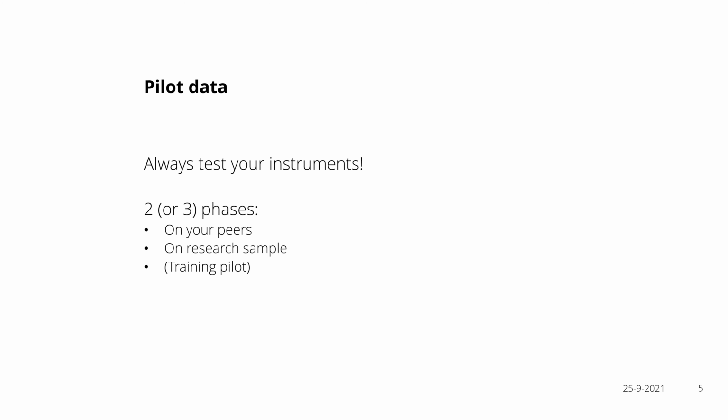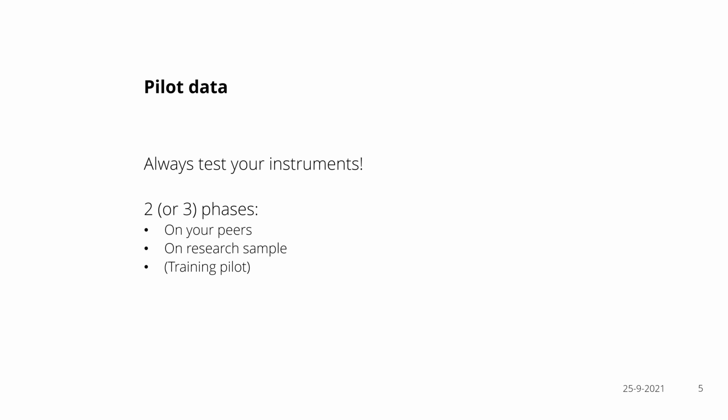Piloting usually consists of at least 2 phases. First, you test the instruments among your peers, your fellow PhD students. And then you test the instruments in a sample that is very similar to your target sample. Optionally, you may also pilot the training that you give to your students or assistants who will help you with the data collection.